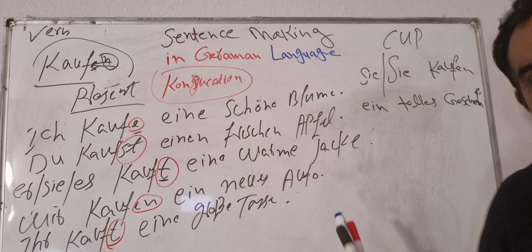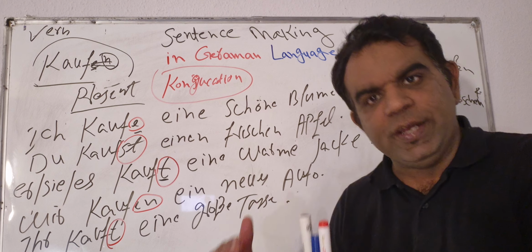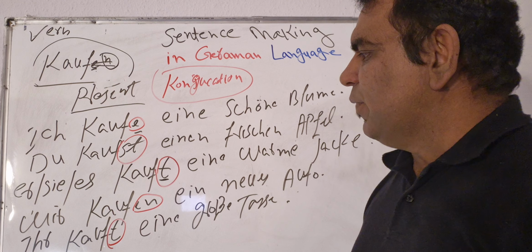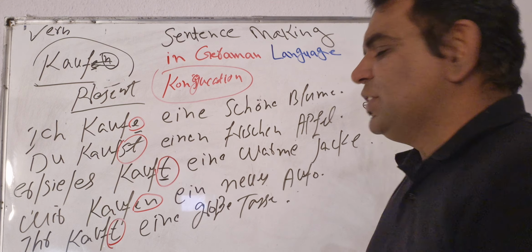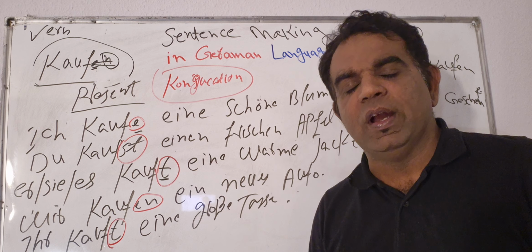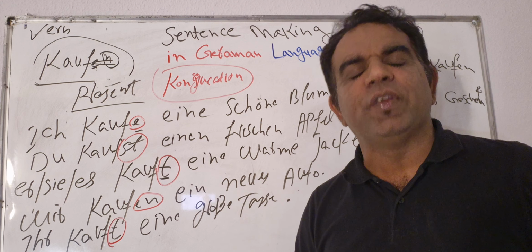So this is the way of making sentences in the present tense. We will continue in upcoming lessons, inshallah. We will continue a few lessons on how sentences are made in the present tense. Then we will learn the perfect tense, the future, and modal verbs, and we will continue, inshallah.